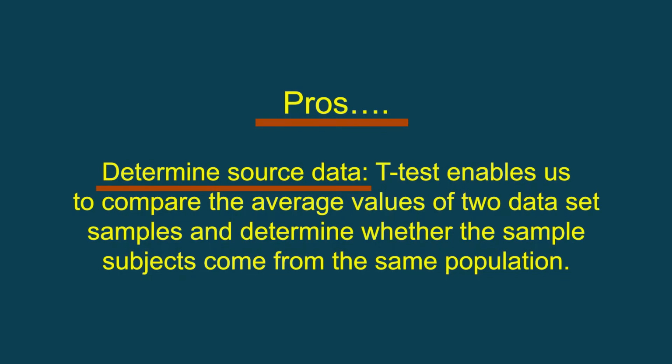Right? And that single variable has to be quantitative. To be more specific, it should be continuous in nature. The t-test enables us to compare the average values of two dataset samples and determine whether the sample subjects come from the same population. Here, basically, we are comparing two populations in terms of their means.